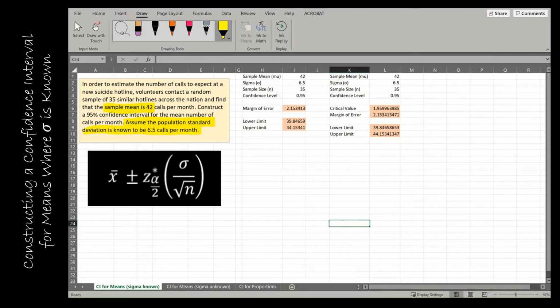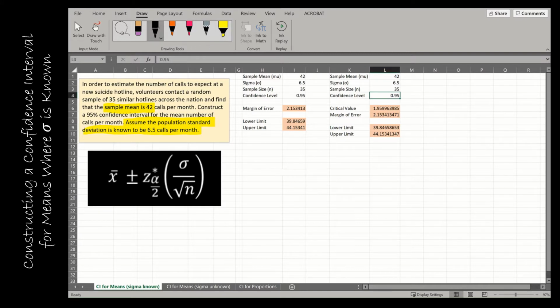So I'm going to set this up the same way that your project is set up, so that you understand exactly what you're going to be inputting where and how to set up the formulas. All I'm doing is using this equation. X bar stands for sample mean, and notice that's here. I have mu there, but really X bar is what we're looking at. And then I have sigma because sigma is known. And notice I've already inputted these values: 42, 6.5, sample size is 35 because it says a random sample of 35 hotlines. And then the confidence level is 95%. So those are my inputs.